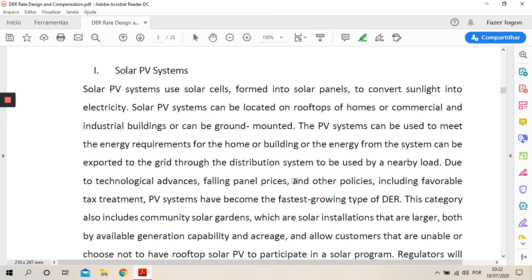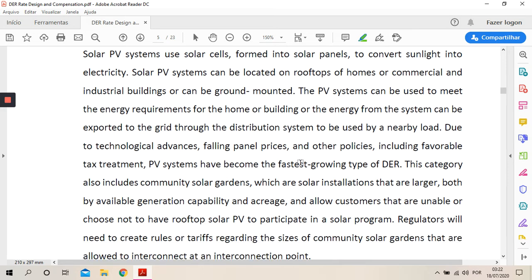Number one, solar PV systems. What is this? Have you ever heard about this? Maybe you have, maybe not. Let's see what this file speaks about. Solar PV systems use solar cells formed into solar panels to convert sunlight into electricity. Solar PV systems can be located on rooftops of homes or commercial and industrial buildings, or can be ground mounted.